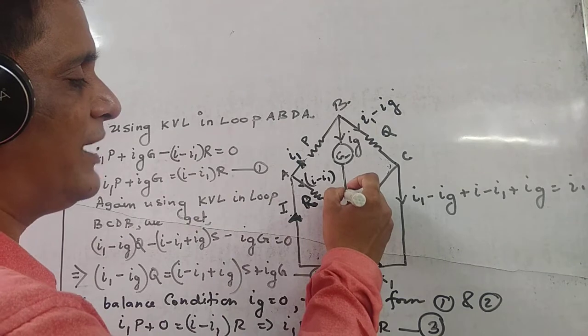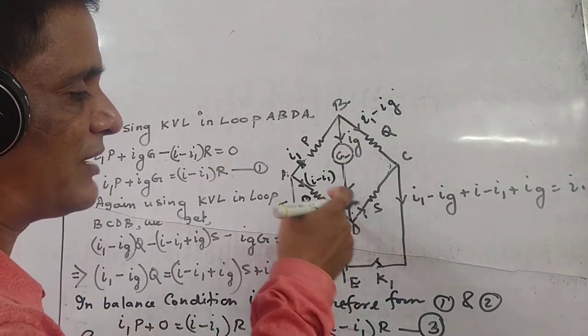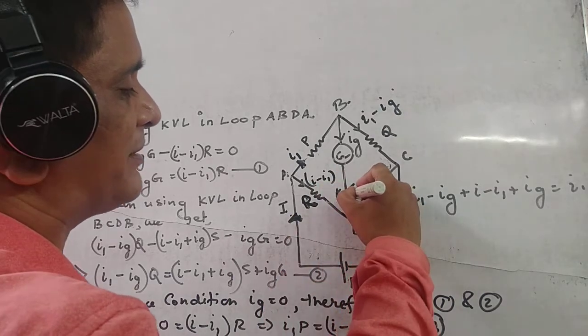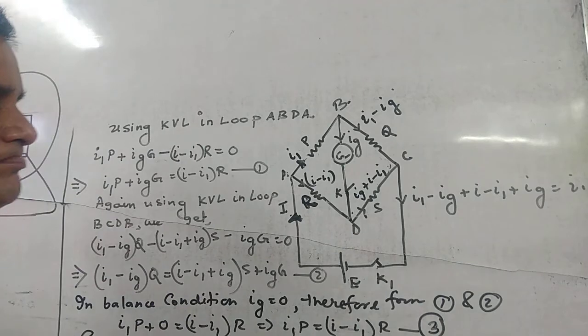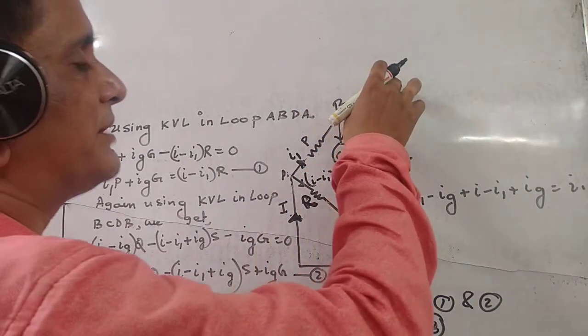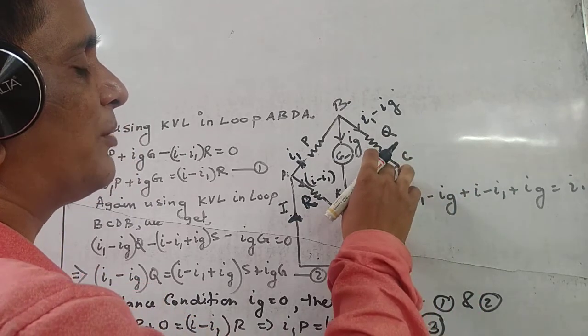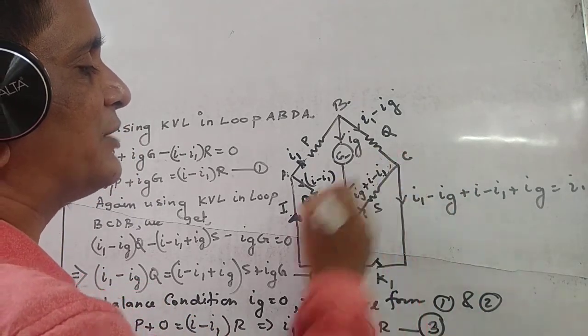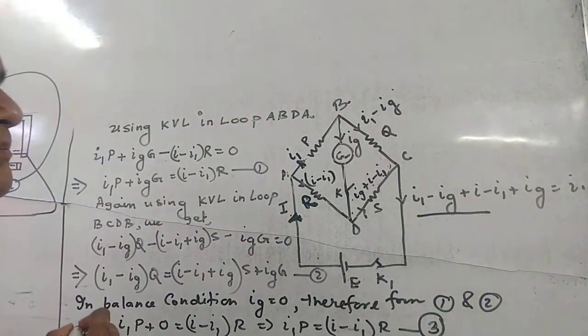Now, this is giving Ig and this is giving I minus I1. The total current will be Ig plus I minus I1. Now we can see that from there this I1 minus Ig is coming, and from here this Ig plus I minus I1 is coming. So we can say the total current is I1 minus Ig plus Ig plus I minus I1.